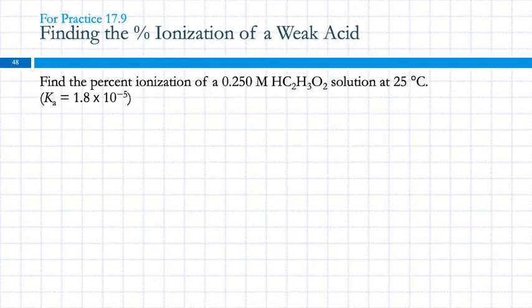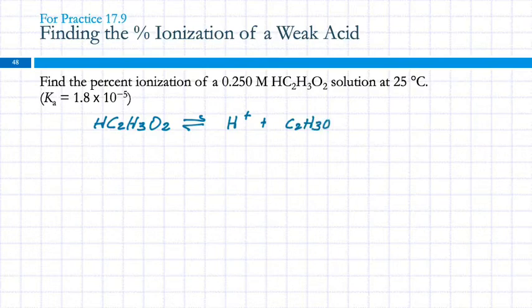So find the percent ionization of a 0.25 molar acetic acid solution at 25 degrees C. Ka is 1.8 times 10 to the minus 5. Acetic acid comes up a lot. We used acetic acid before, and this constant is still the same. So initial concentration 0.250, 0, and 0, change, equilibrium.